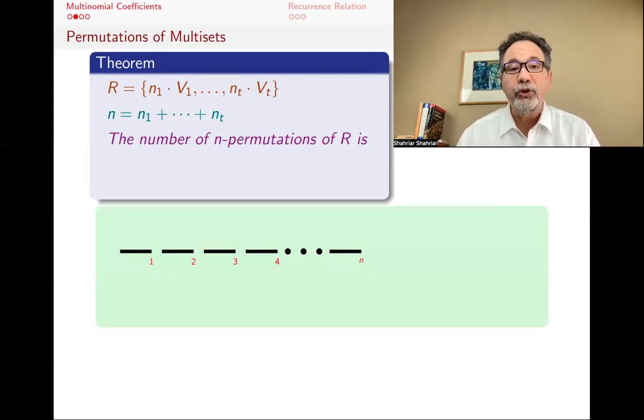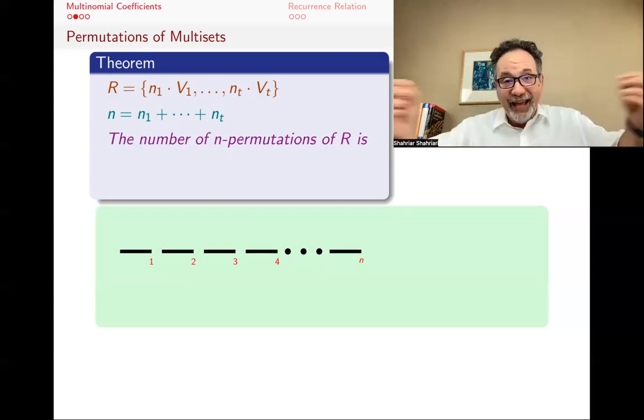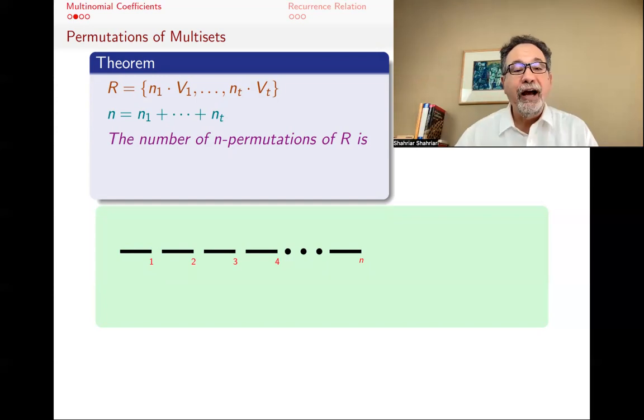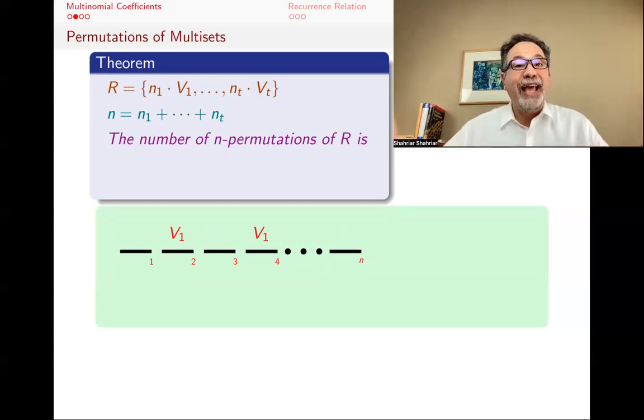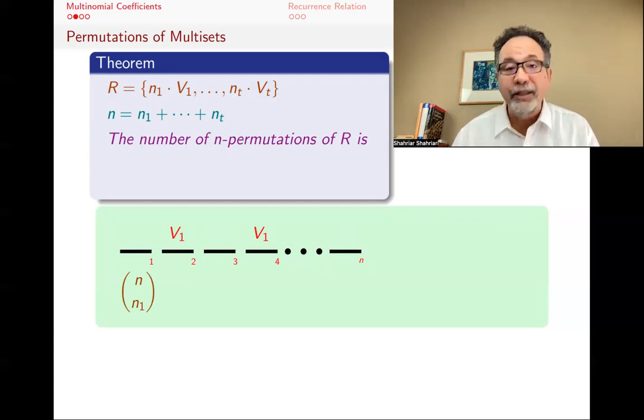I'm going to go right through it, even though it was the subject of a previous video. If I want an n-permutation, that means I have n spots, and I'm going to put these elements in them. First I'm going to decide where the v1s are going to go. Maybe they're going to go in these spots or those spots. How many ways can I figure out where the v1s go? Well, there are n spots that I could choose from, and from those I need to pick n1 places, because I'm going to place all the v1s, and the number of ways I can do that is n choose n1, the binomial coefficient.